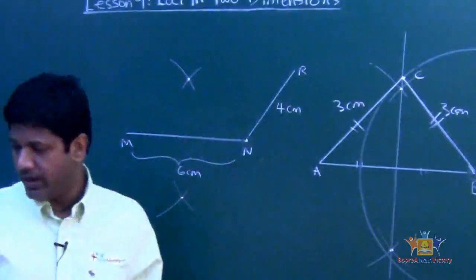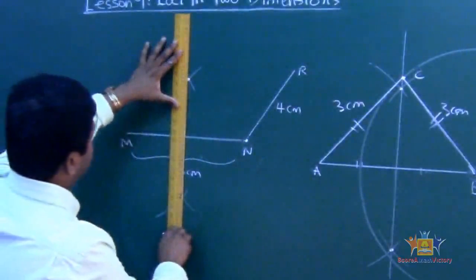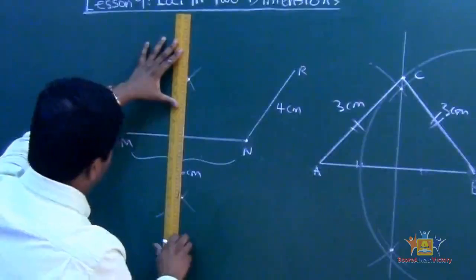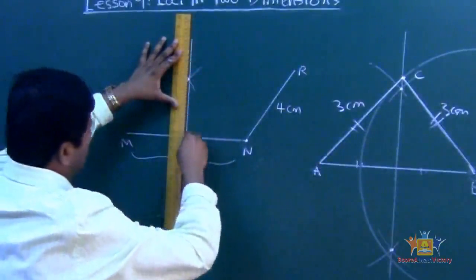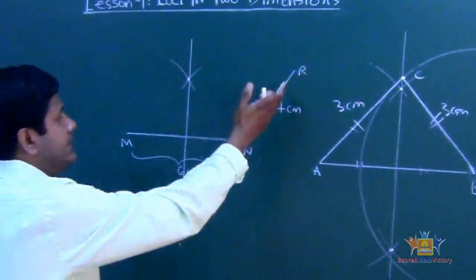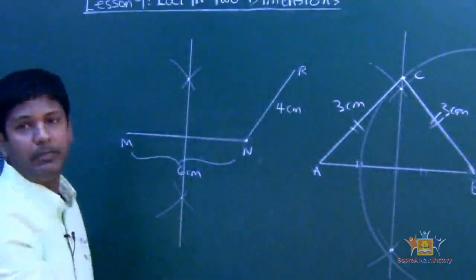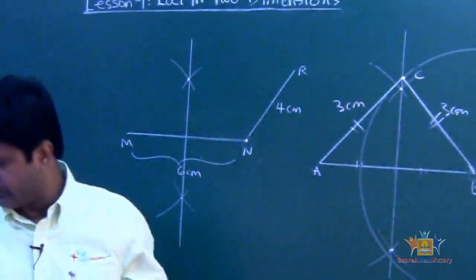So we're going to take a straight edge and join those 2 points. Now I'm going to take this length of 4 centimeters, swing it, and see where it's touching this perpendicular line. Alright, drop the straight edge.